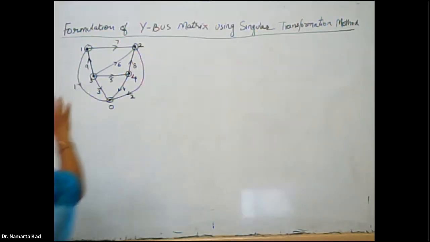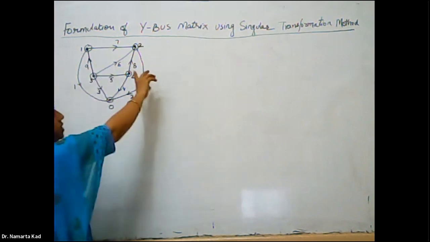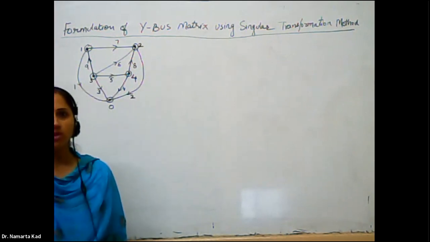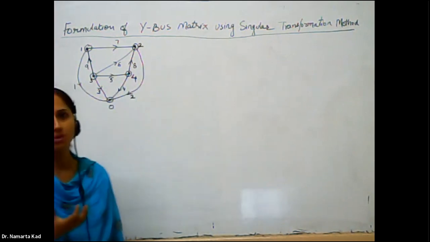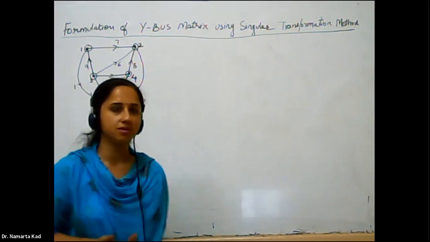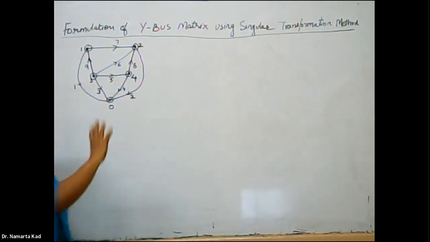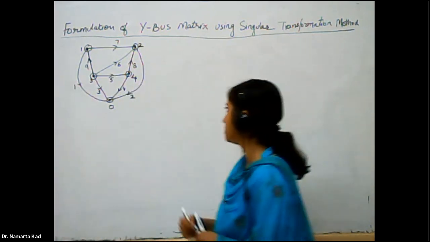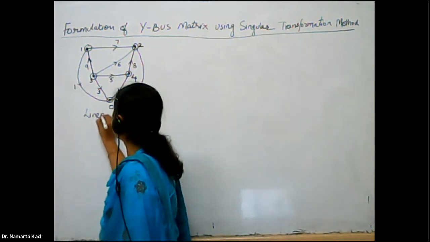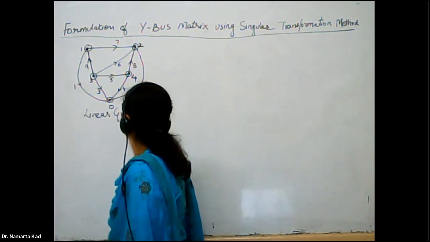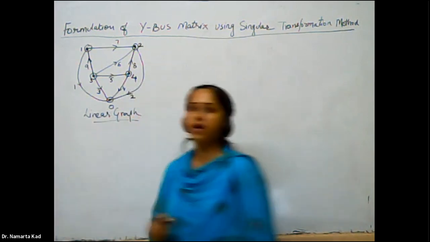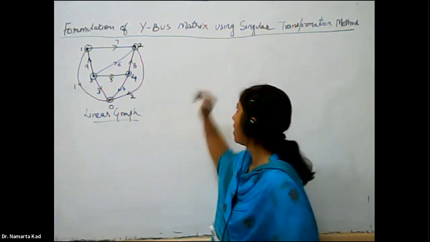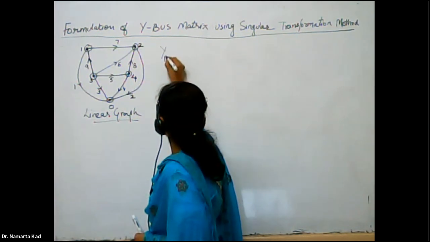In this, we have to formulate the Y bus matrix using the singular transformation method. We are going to apply this method on the same network of the 4-bus system. For that, firstly we convert that 4-bus network into the linear graph. So this one is called the linear graph.